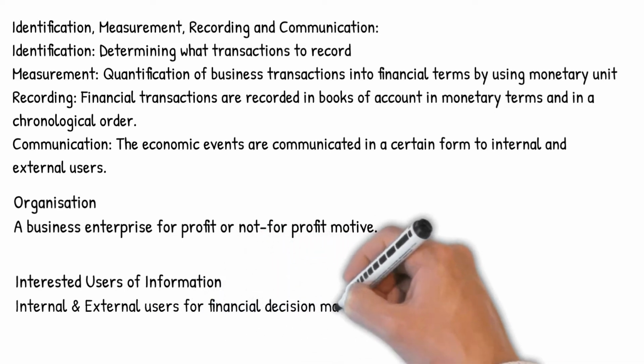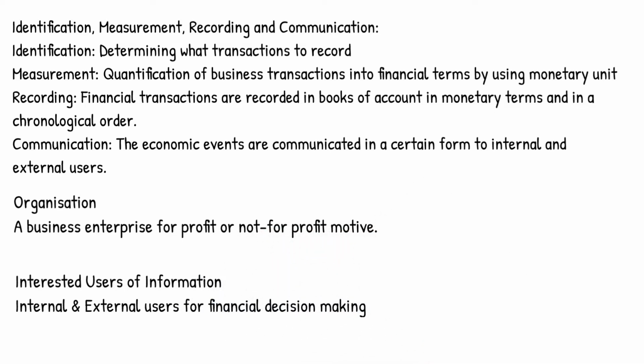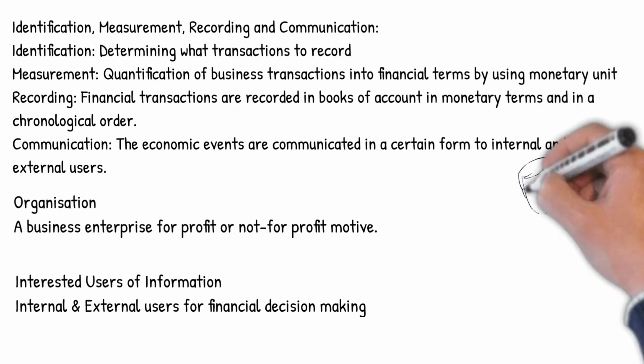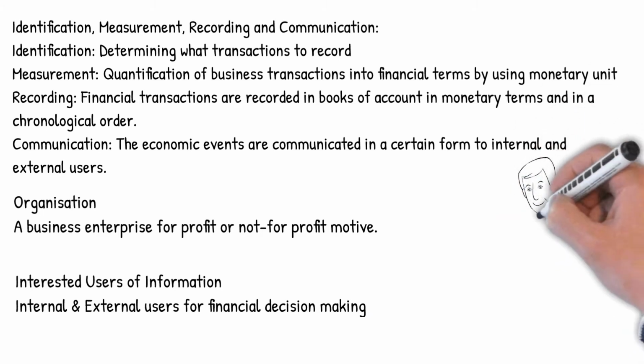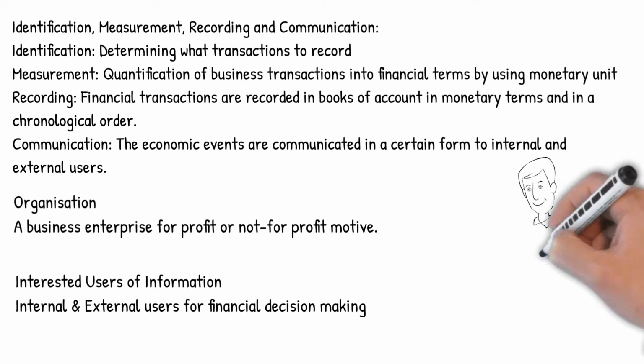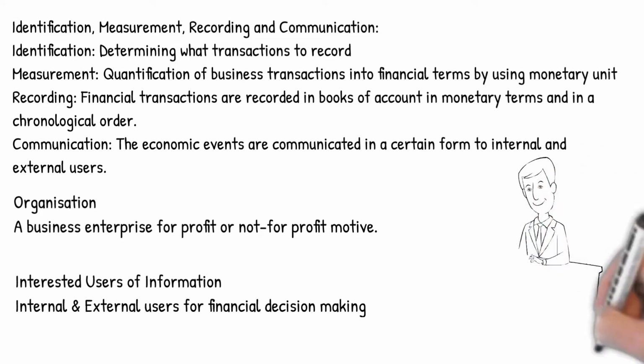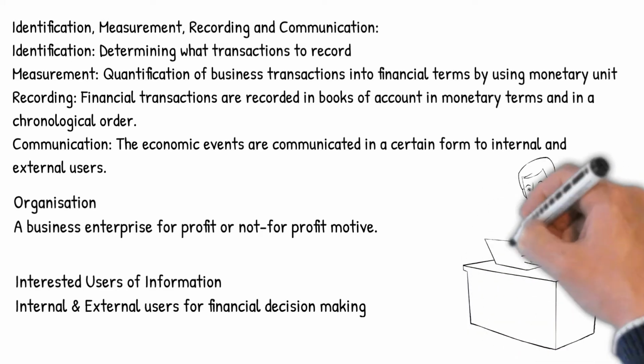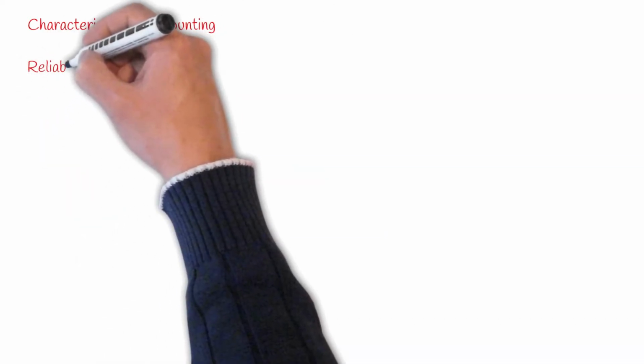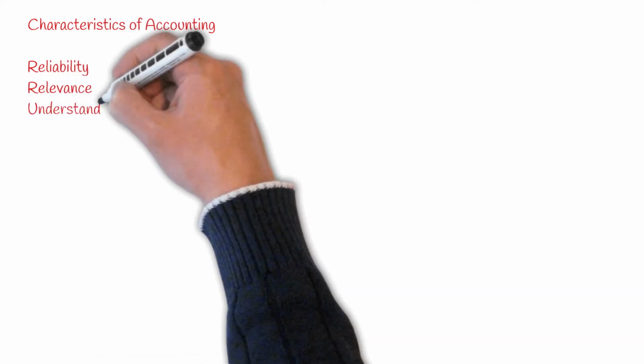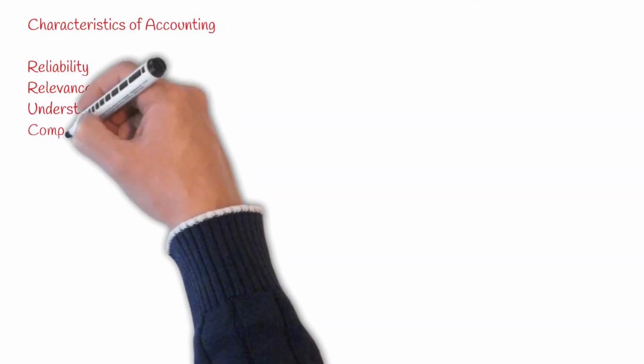Internal users include chief executives, financial officers, vice presidents, business unit managers, etc. External users include shareholders, creditors, tax authorities, regulatory agencies, etc. There are four characteristics of accounting information. Those are reliability, relevance, understandability, and comparability.